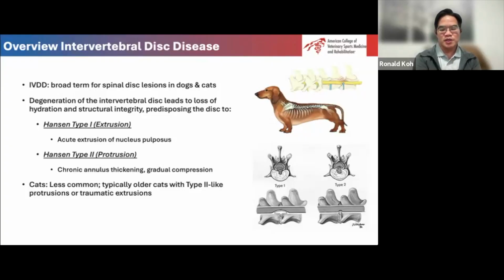So this type of patient is usually experiencing a lot of pain that we need to do better for the pain control. Hansen type 2, which is IVD protrusions, is more of a chronic progression, annular thickening and bulging, and gradually compressing the spinal cord, the so-called bulging disc. It happens more commonly in larger dogs, older dogs as well. In cats, IVDD is less common, but when we see it, it's usually in the older cats with type 2 IVDD, like protrusions, or occasionally we see traumatic extrusions.